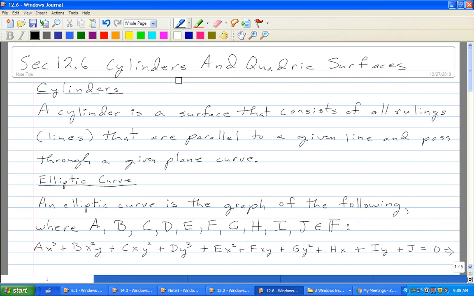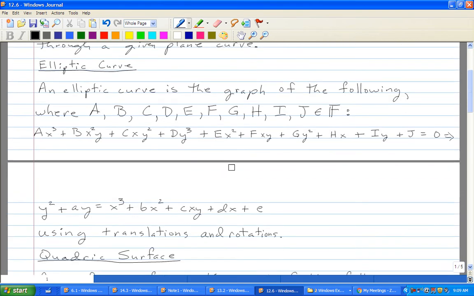Section 12.6 Cylinders and Quadric Surfaces. Cylinders. A cylinder is a surface that consists of all lines that are parallel to a given line and pass through a given plane curve, just like a normal sort of cylinder.